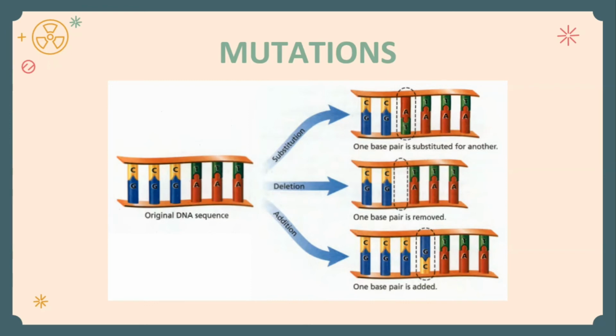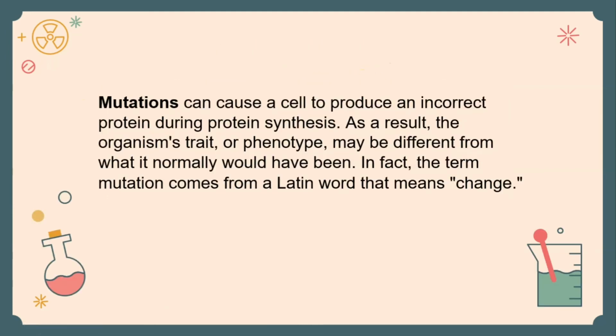Now, what happens if during all this process there is a mistake or something is missing? Well, in that case, mutations may occur. Mutations can cause the cell to produce an incorrect protein during protein synthesis. As a result, the organism's trait or phenotype may be different from what it normally would have been. In fact, the term mutation comes from a Latin word that means change.